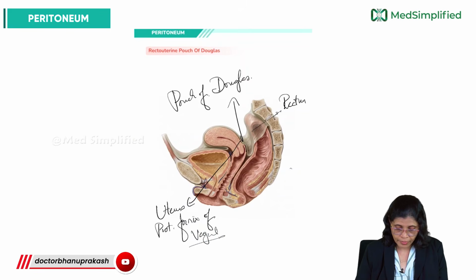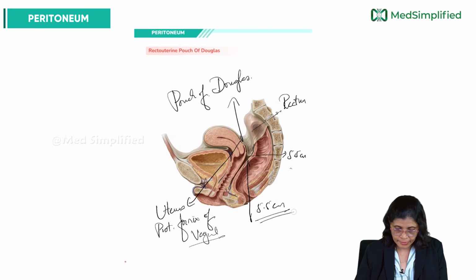Inferiorly, the floor is formed by the rectovaginal fold, that is the fold of the peritoneum which is reflecting on here. And this floor is about 5.5 centimeters above the perineal skin. So from here, if we see, this will be the perineal skin. From here to here, the distance will be about 5.5 centimeters.